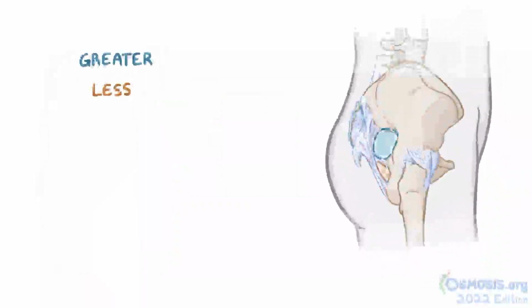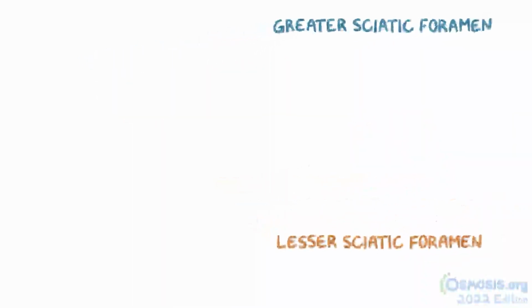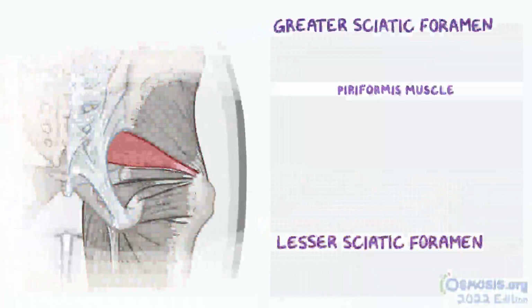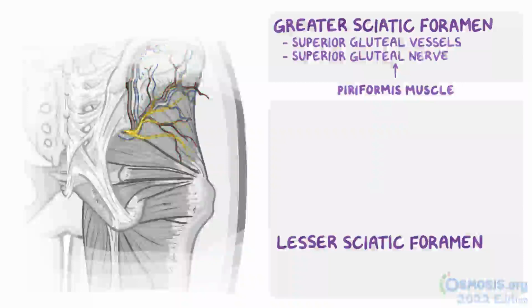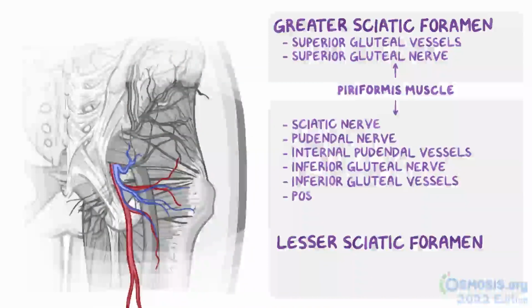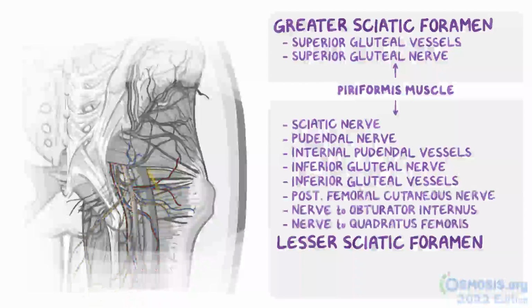These 2 ligaments convert the greater and lesser sciatic notches into greater and lesser sciatic foramina. Simply put, the greater and lesser sciatic foramina are passageways, or doors, for structures leaving the pelvis and entering the gluteal region and vice versa. The structures passing through the greater sciatic foramen include the piriformis muscle and the structures that leave the pelvis above it, mostly represented by the superior gluteal vessels and nerve, and the structures that leave the pelvis below it, the sciatic nerve, pudendal nerve, and internal pudendal vessels, inferior gluteal nerve and vessels, posterior femoral cutaneous nerve, and the nerves to obturator internus and quadratus femoris.